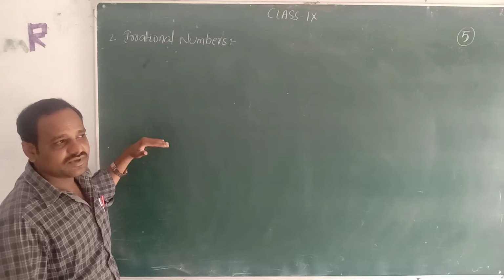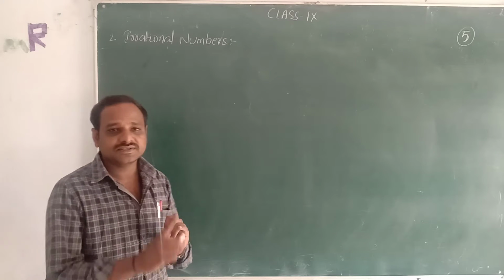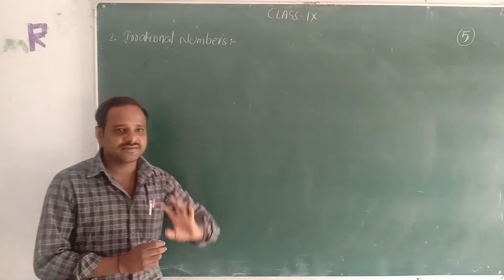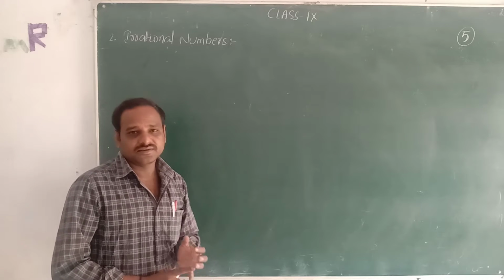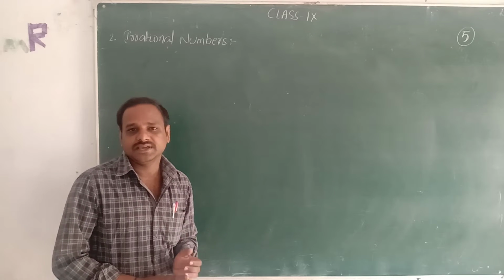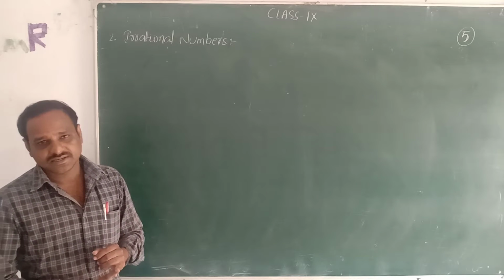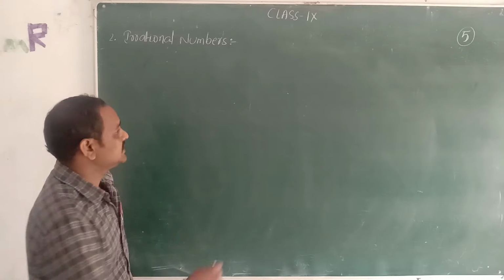In this concept we have a few problems. So first of all, what is the definition of irrational numbers? Already we discussed in previous class, am I right? A number which cannot be represented in the form of p by q is called an irrational number. Am I right?